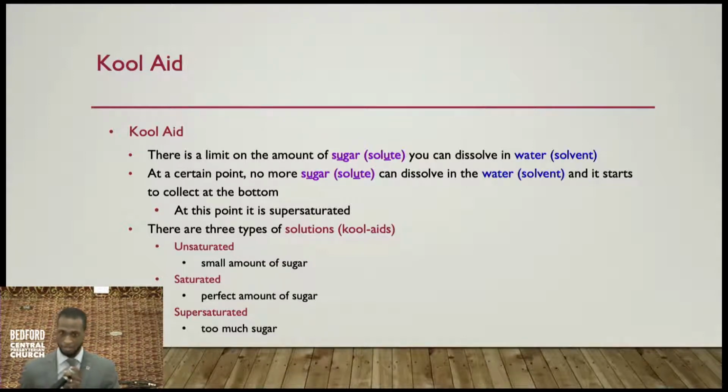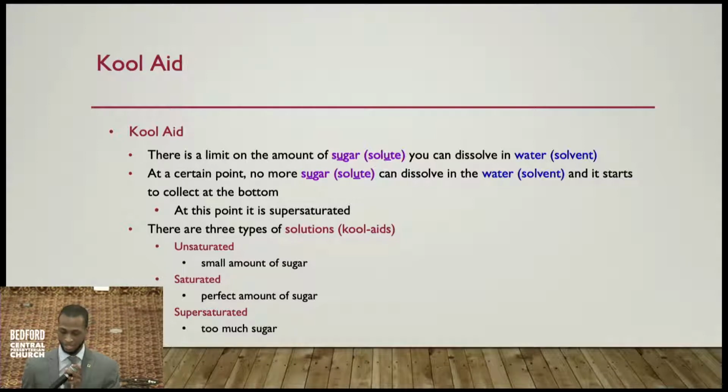So at a certain point when you're making Kool Aid, there's no more sugar that can dissolve into that water. And it starts to collect at the bottom. When that happens, you call the solution, or the Kool Aid drink itself, super saturated. When you think about something being saturated, that means that it has as much in it as it can hold. When something is super saturated, that means it cannot possibly hold any more of that solute.